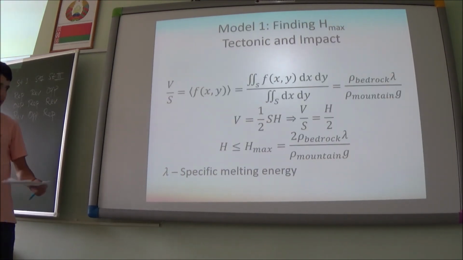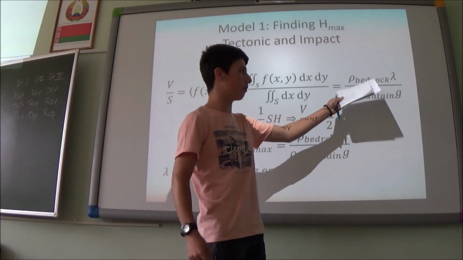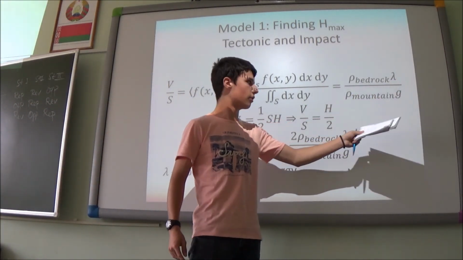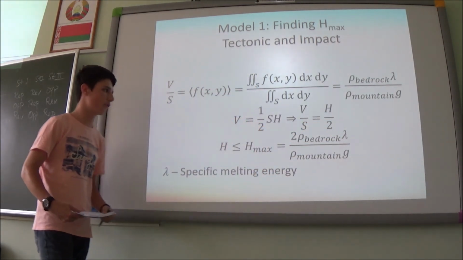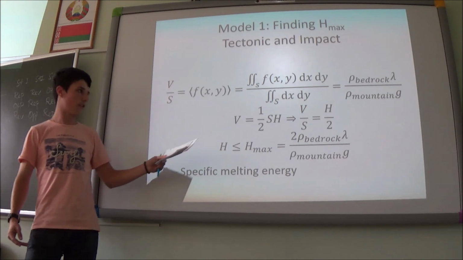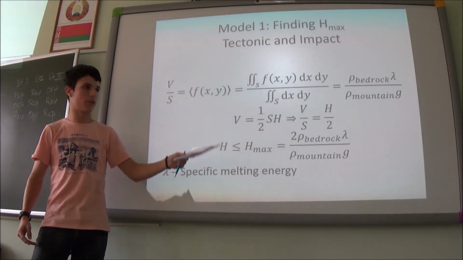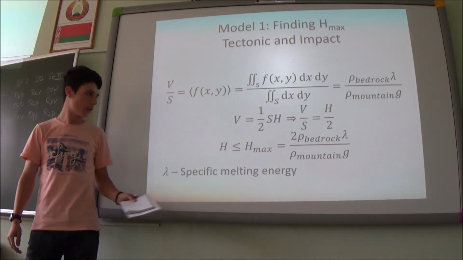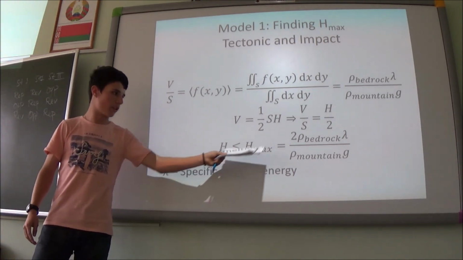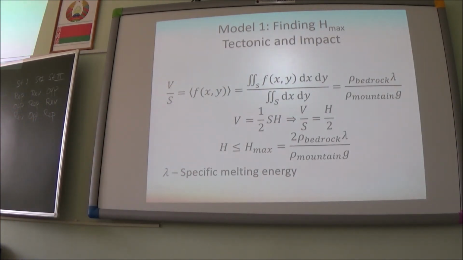So we can derive this formula where this is the density of the bedrock, the specific heat for melting, the density of the mountain, and the gravitational acceleration on the surface. Here we have for the model for tectonic impact the volume of the solid we are looking at, and in turn we get this formula. We'll see results in comparison in the end.